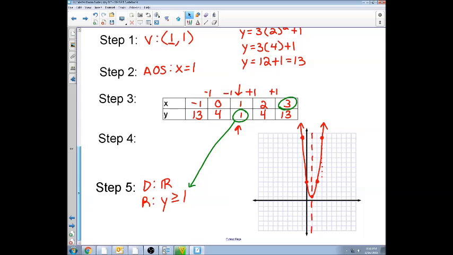Finally, our domain and range. Our domain is going to be all real. And our range will be y is greater than or equal to our y value from our vertex if the graph opens up, and our range would be y is less than or equal to our y value from our vertex if our graph opens down.